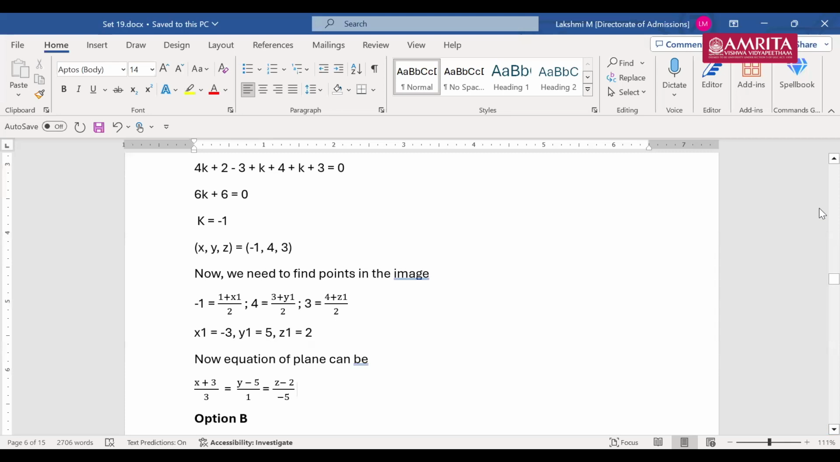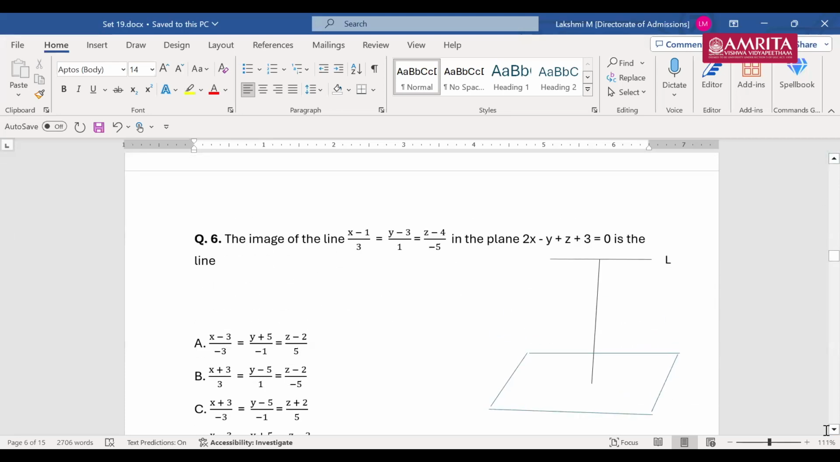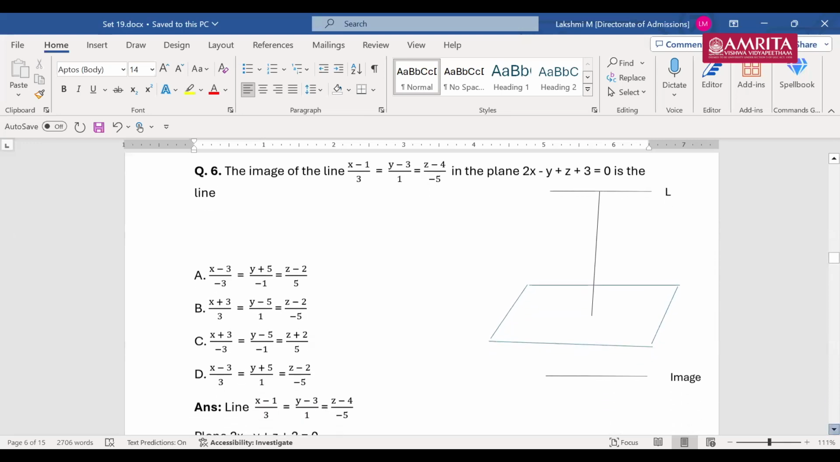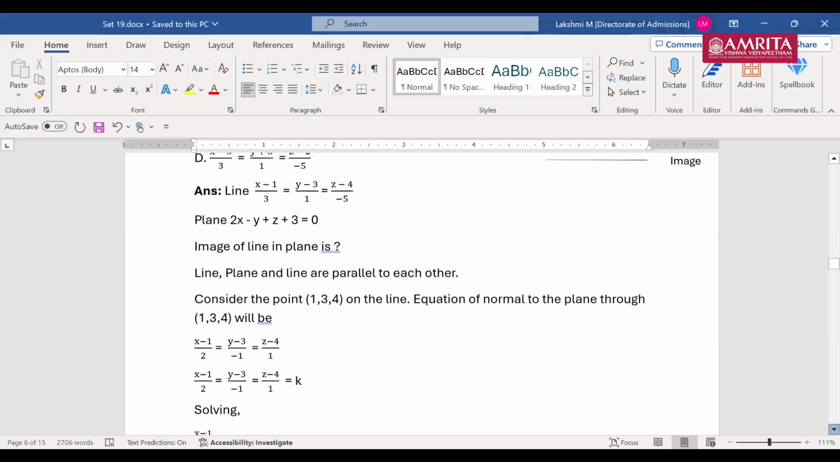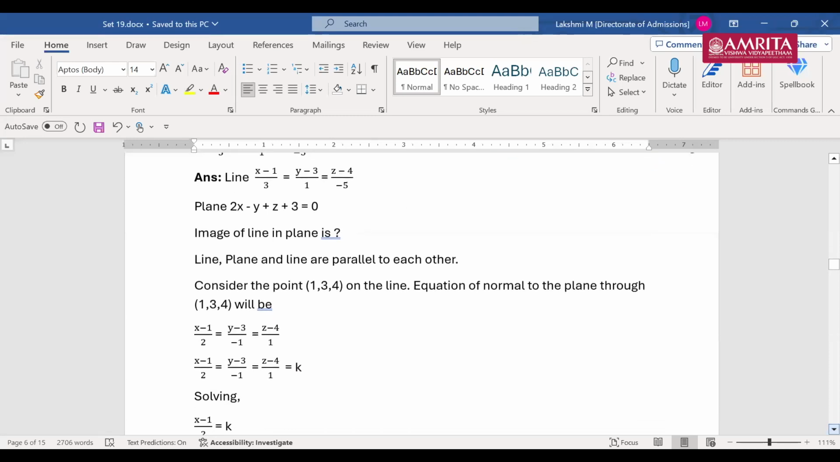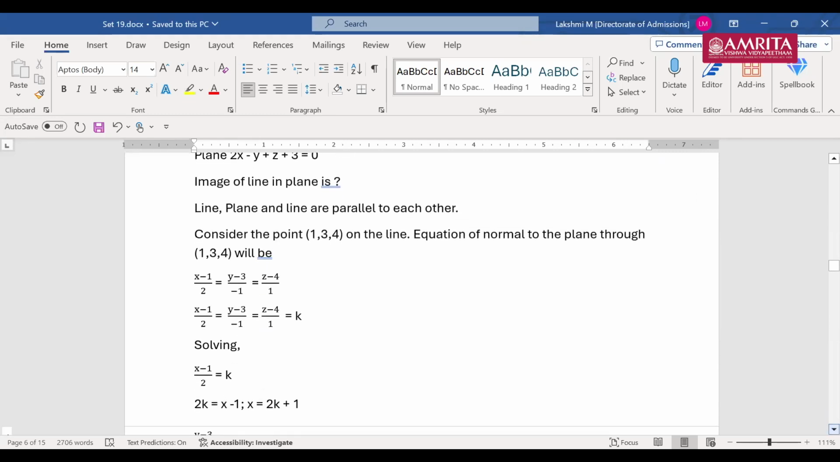I'll just show this question once again. If you are doubtful at any point of time, any portion, when you're looking into the answer, please do ask. There is a line, there is a plane, and the image of the line in the plane. So I have to consider a point on the line. I could substitute it for k. I have the 3 values. I can find the k, resubstitute it back, find the point or the value, and I can substitute and have the equation.